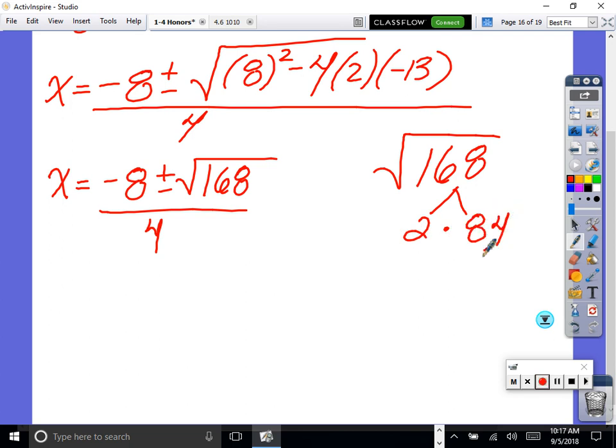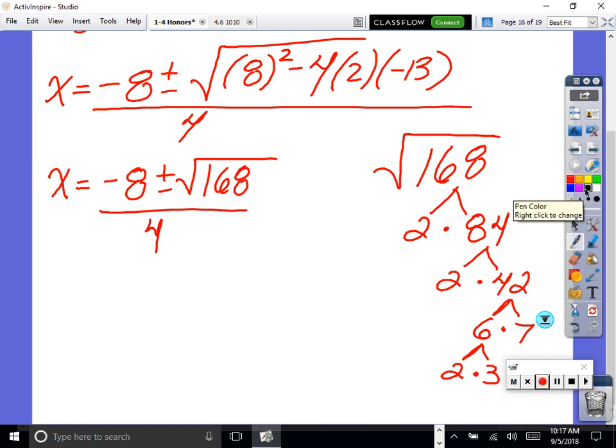84 breaks down into 2 times 42. Then 42 breaks down into 6 times 7. 6 breaks down into 2 times 3. Are we good? Now watch what people do. It's so sad. They double dip, which is gross. What they do is they say, oh, there's a 6, a 2, and a 3 under here. Well, that doesn't make sense, does it? 6 is rewritten as 2 times 3. They're not both there. Do you guys all understand that? Okay, cool. So 6 isn't there, 42 is not there, and 84 is not there. We've rewritten them as different things.